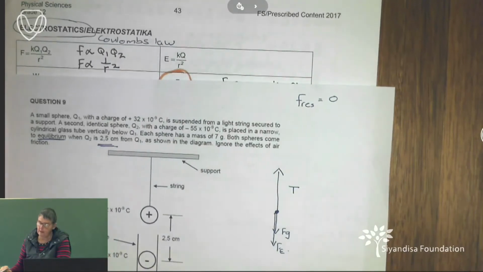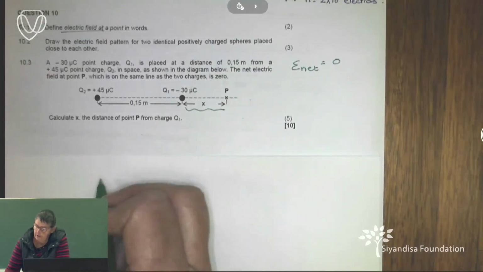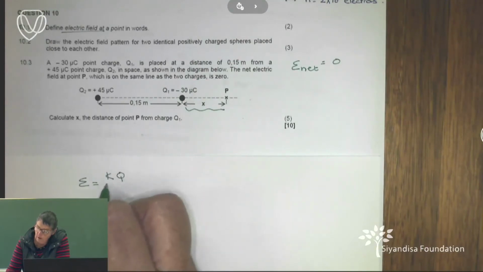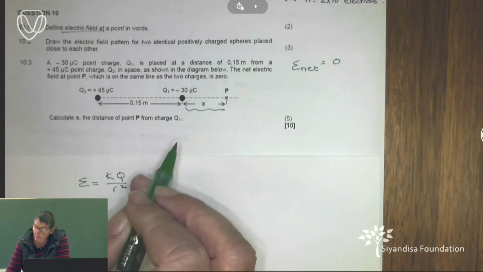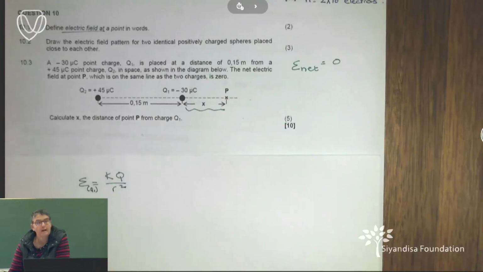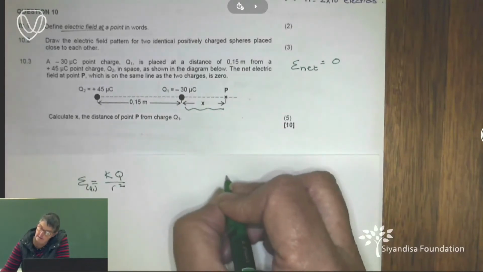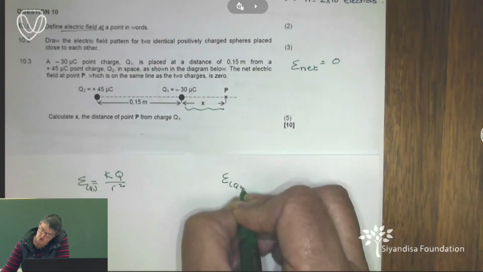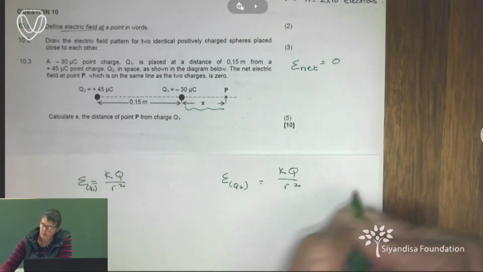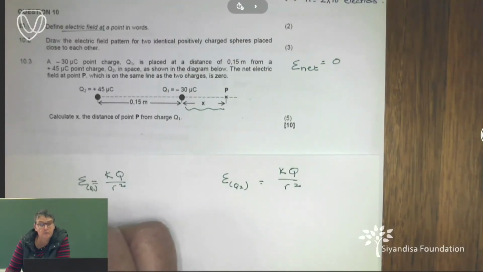Okay. So the first thing I'm going to do is use that formula, and I'm going to say E is equal to K Q over R squared. And I'm going to use this formula in relation to Q1. I just remind myself of that. Okay. And then I'm also going to do this, except I'm going to do it in relation to Q2. Okay. So E is equal to K.